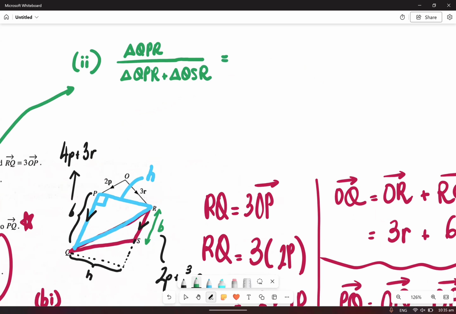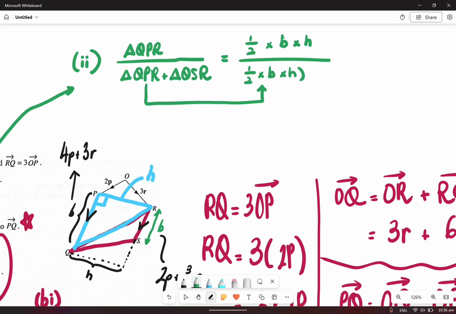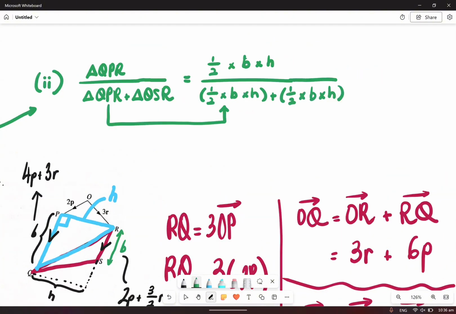So we are going to write out whatever we know first. Half times base times height. Is that okay? The bottom is half times base times height. For the first one is this one, right? Plus the other one, which is half times base times height again. Agree or disagree?